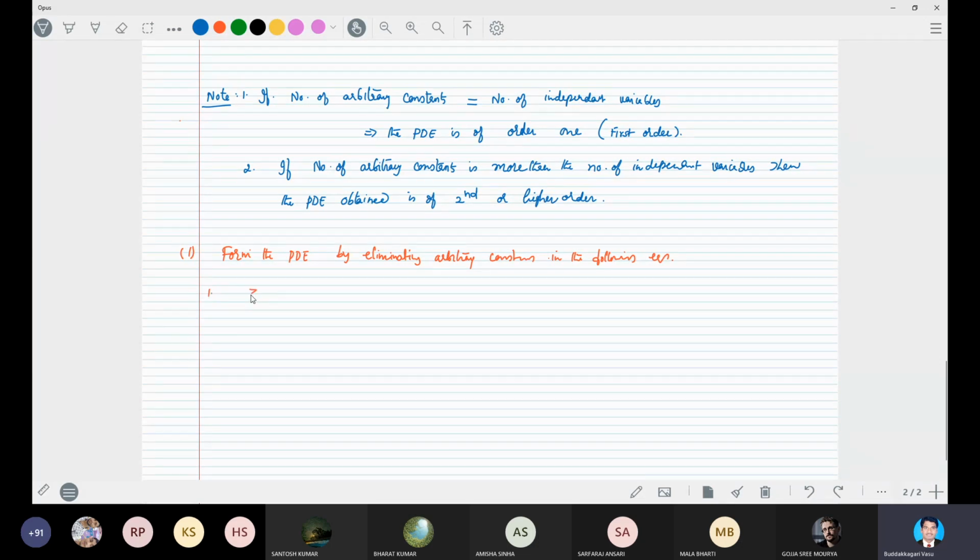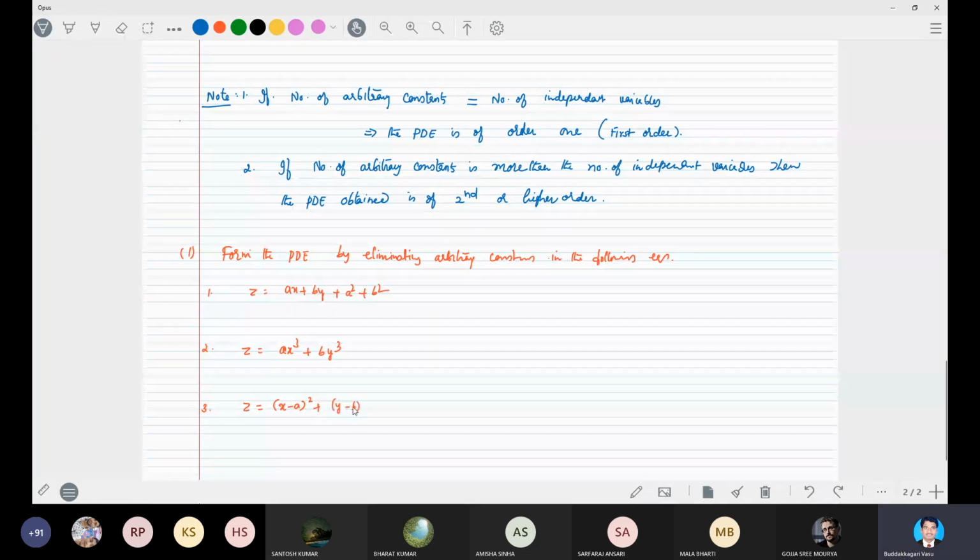One, z = ax + by + a² + b². Number 2, z = ax³ + by³. Number 3, (x − a)² + (y − b)² = z² cot² α, where here the arbitrary constants are a, b, here also a, b, here also a, b. Okay. Can you do it then?